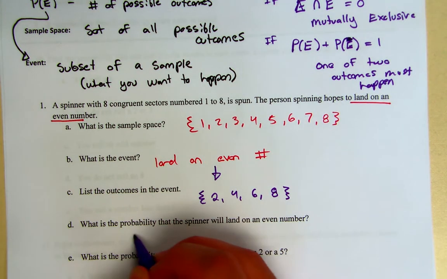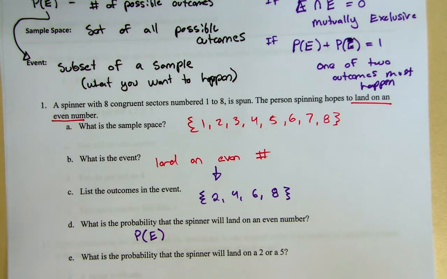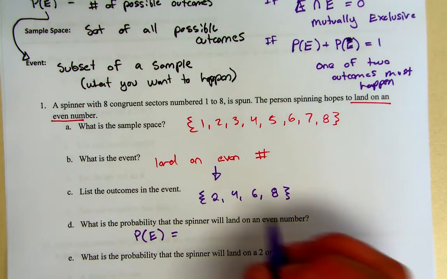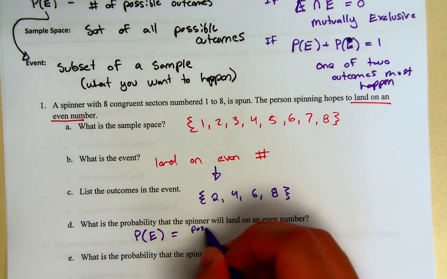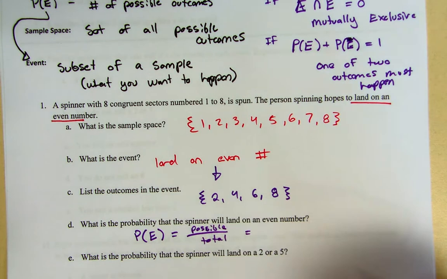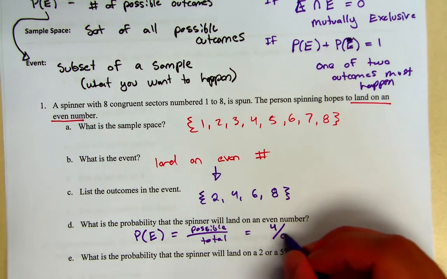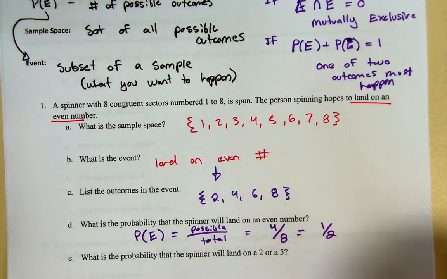Now we want the probability, so probability of E. I'm going to call E landing on an even number. So we need the possible over total. So total possible is 4, and we have 8 options. So half is our chance.